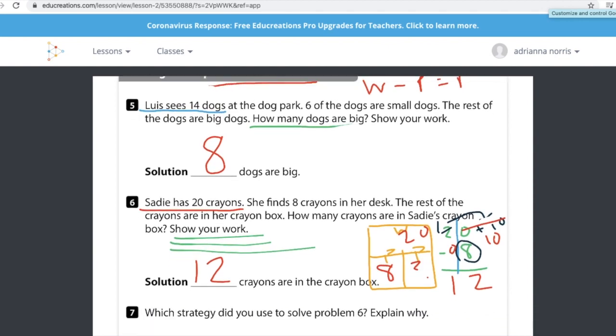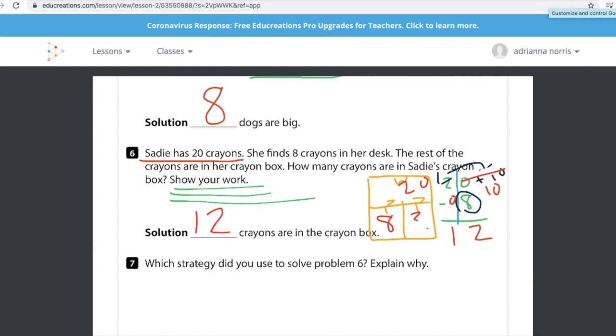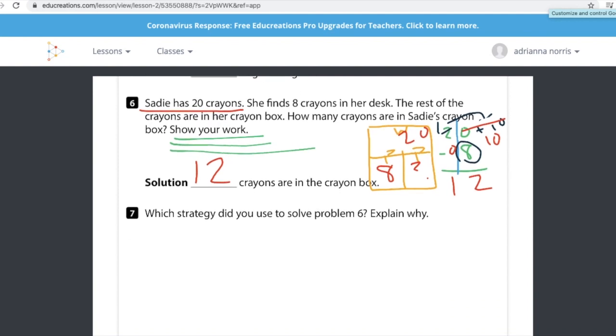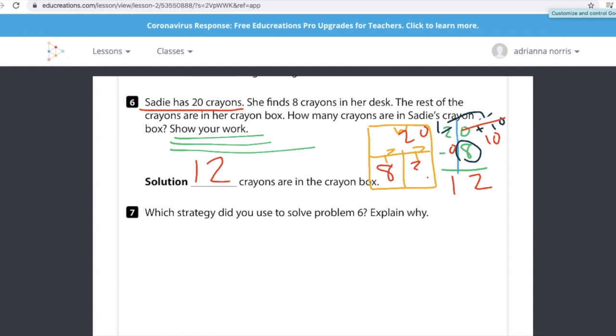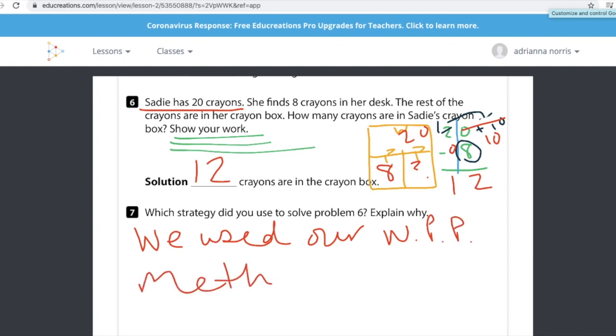All right. So, number 7 is which strategy did you use to solve your problem? Explain to solve problem 6. And you would just write that we used our whole part method. And you're going to explain why we use it. Well, we use it because it's easy for us to find a missing number in a word problem when we have our whole part chart.